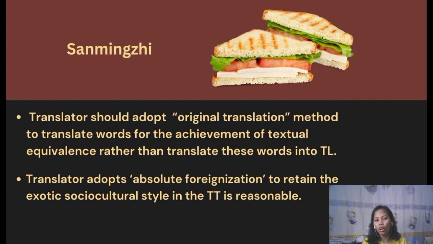For keeping the anonymous genre in some kinds of text, translators should adopt this original translation method to translate words for the achievement of textual equivalence rather than translate these words into the target language. Considering the skopos in a translation, or in the action of translating for a functionally adequate result, it is reasonable for the translator to adopt absolute foreignization to retain the exotic socio-cultural style in the target text.